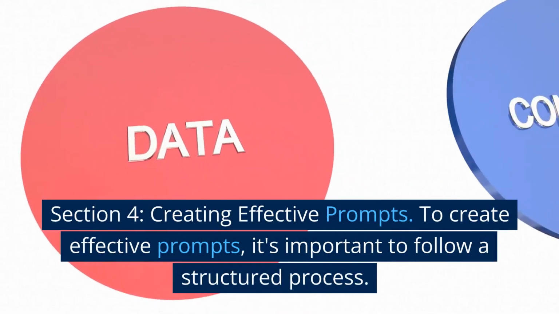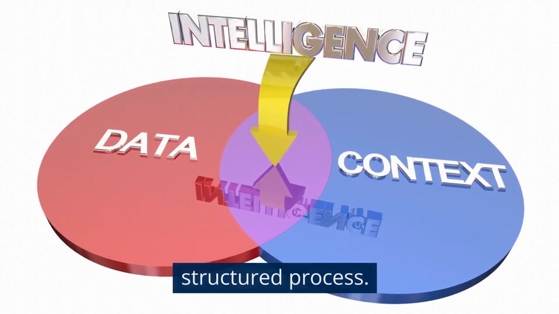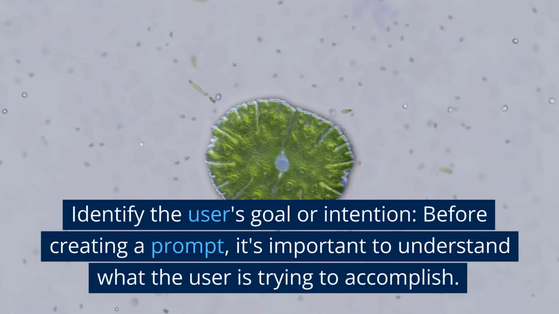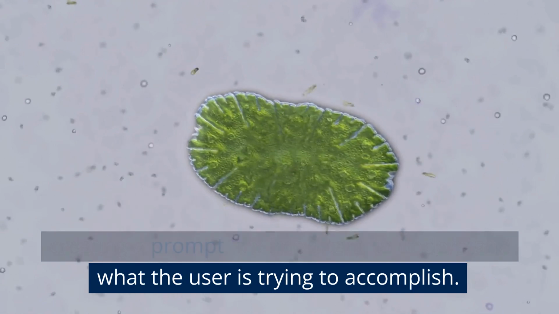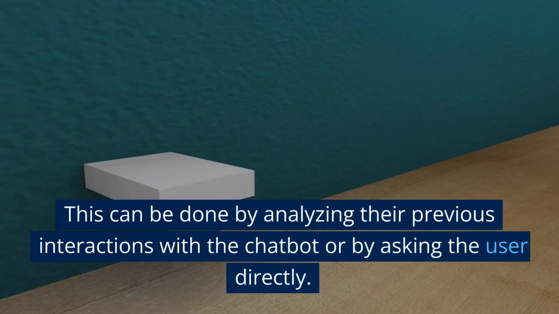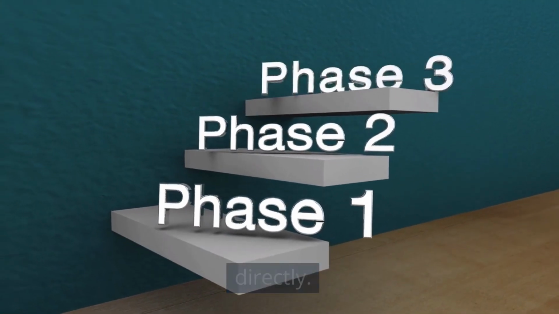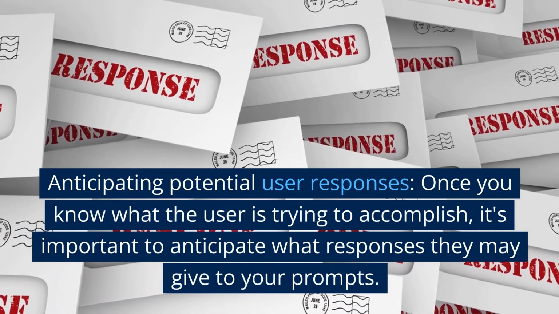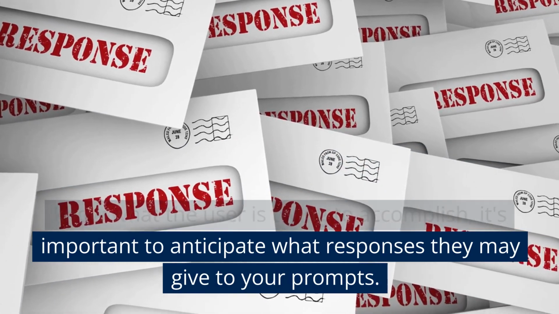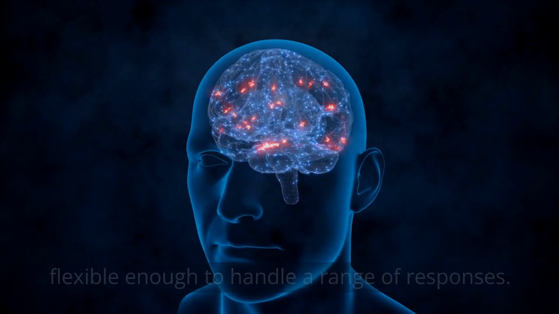Section 4. Creating effective prompts. To create effective prompts, it's important to follow a structured process. Identify the user's goal or intention. Before creating a prompt, it's important to understand what the user is trying to accomplish. This can be done by analyzing their previous interactions with the chatbot or by asking the user directly. Anticipating potential user responses. Once you know what the user is trying to accomplish, it's important to anticipate what responses they may give to your prompts. This will help you to design prompts that are flexible enough to handle a range of responses.